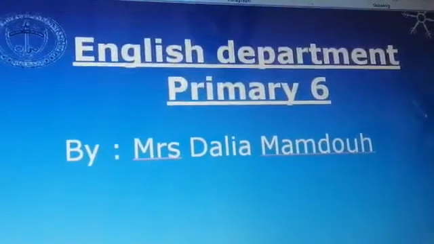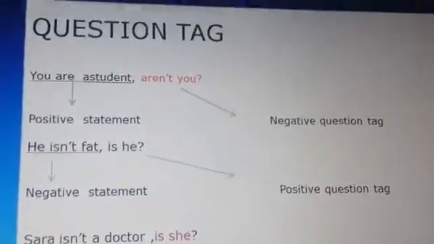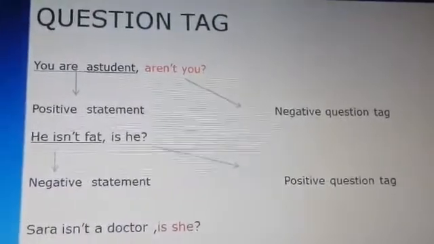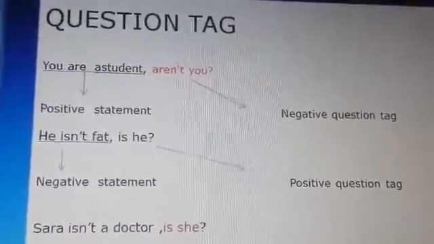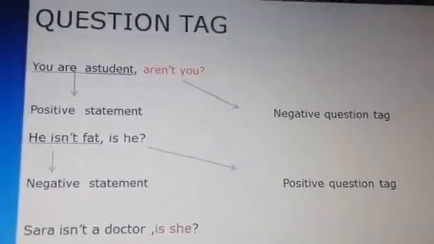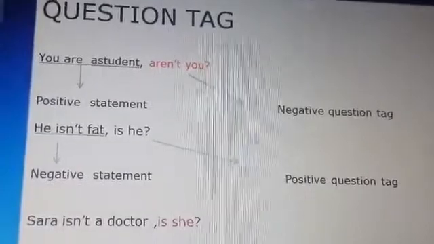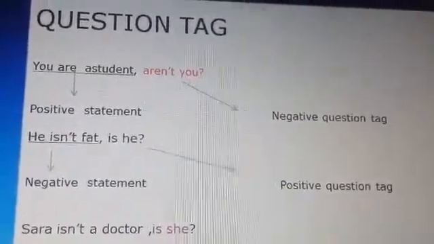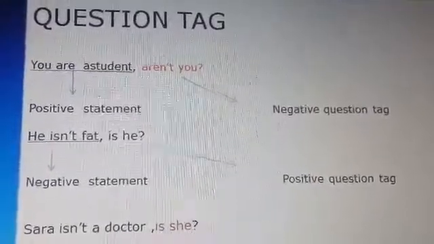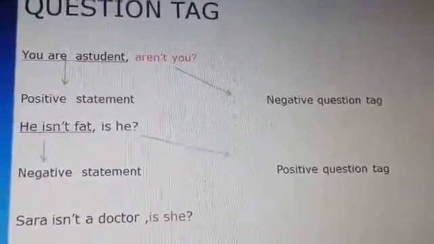I'm Mrs. Dalia. Today we are going to study question tags. What is a question tag? A question tag is a short question at the end of a statement. It could be positive or negative. What do we use question tags for? We use them mainly in spoken English. It is informal English. In general, we use it for asking about confirmation or agreement.